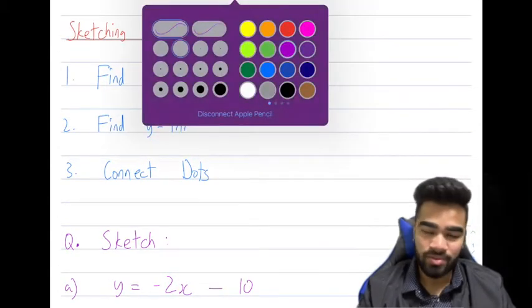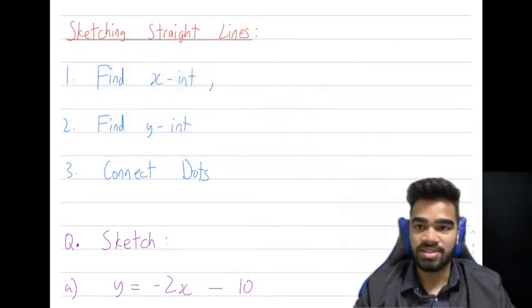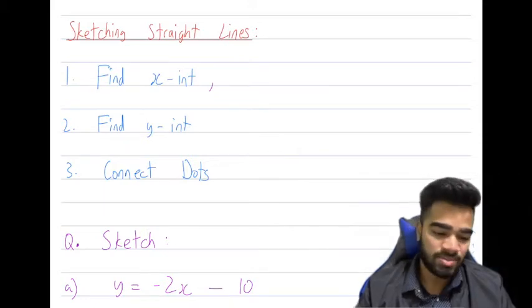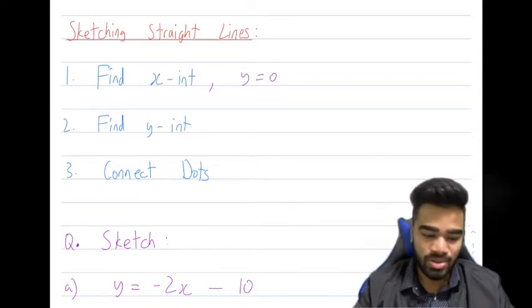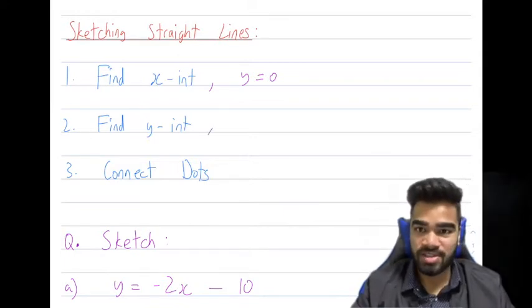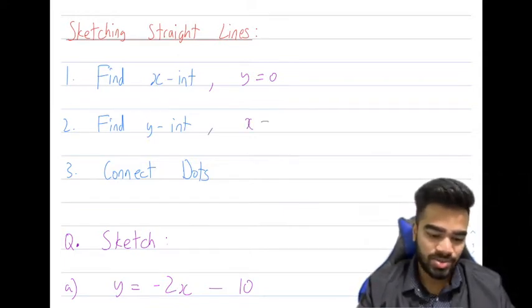Step number 1 for sketching straight lines is find x-intercept, okay? And how do we find x-intercept? It's a very simple rule. It's y is equal to 0, okay? And then step number 2 is y-intercept. And what's the rule for y-intercept? Can you guess? It's x is equal to 0, okay?